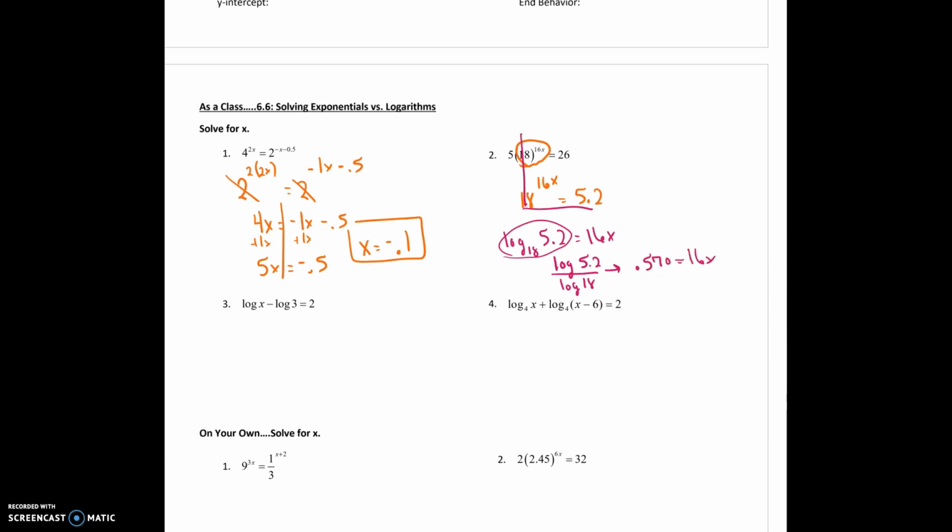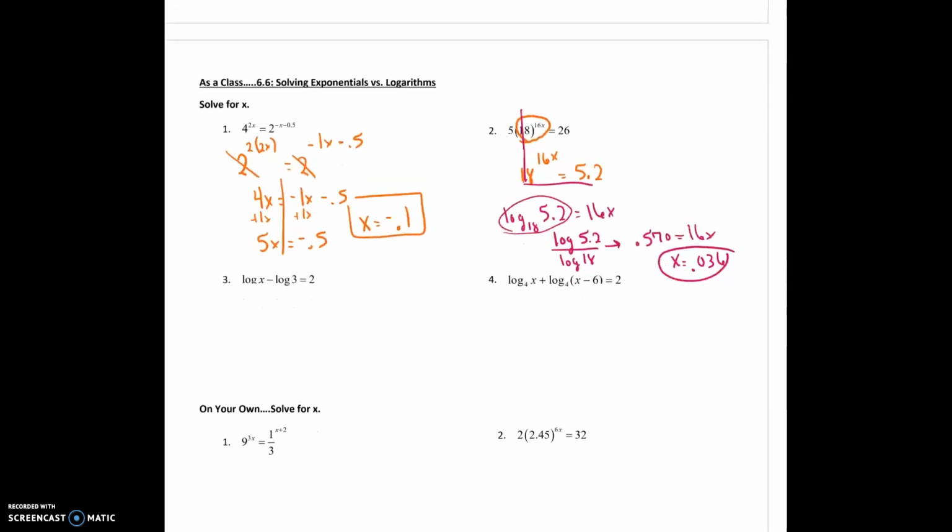And now to get x by itself, I'll just divide by 16, and my answer is 0.036 rounded. All right, next one is a log equaling a number. So when a log equals a number, I will be turning it into an exponent, but I can't until this is 1 log. So ignoring the log for now, but I'm writing it here, it does have a base of 10. That subtraction is going to be turning to division, so it's going to be 3 over x.